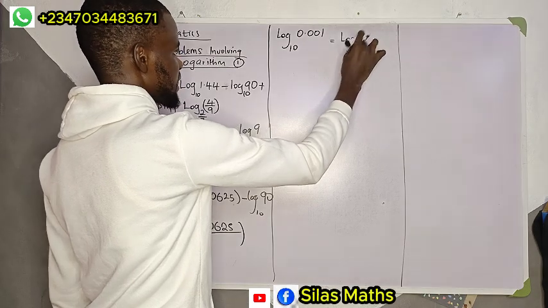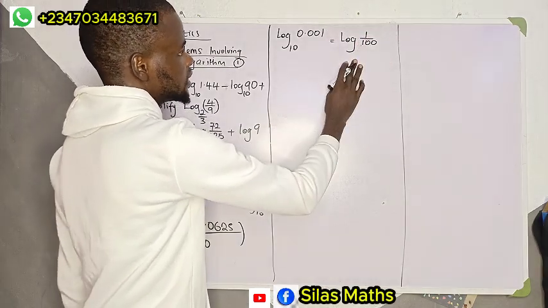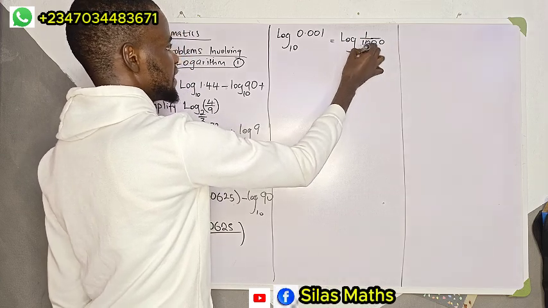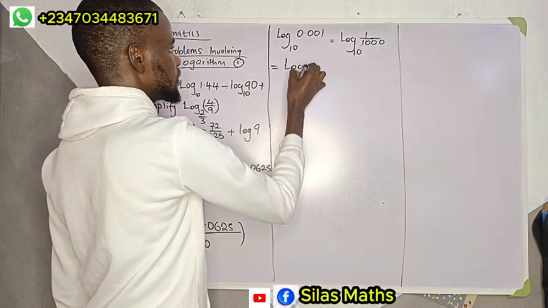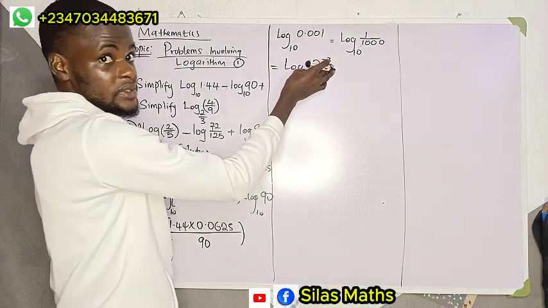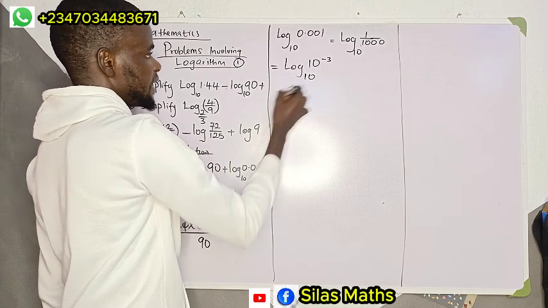That would be equal to log of, okay, let's express it this way, that is in the form of 1 over what? 1000. 1 over 1000 base 10. So that would be log of what? 10 to the power of negative 3. This is the same as 10 to the power of negative 3 base 10.